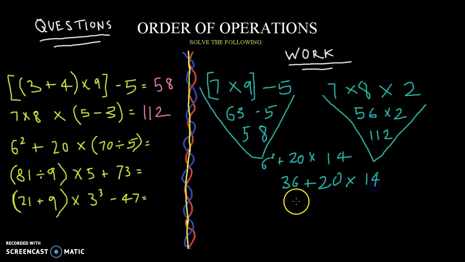Now, keep this in mind. We don't go left to right now. We do our multiplication because it comes before addition, right? So we'll do 20 times 14, which is 280. How I do it with big numbers with zeros is 14 times 2, that's 28, and add a 0. Yeah, that's exactly how I did it as well. 280 plus 36 is 316, right? Yep. 316. And that's our answer.